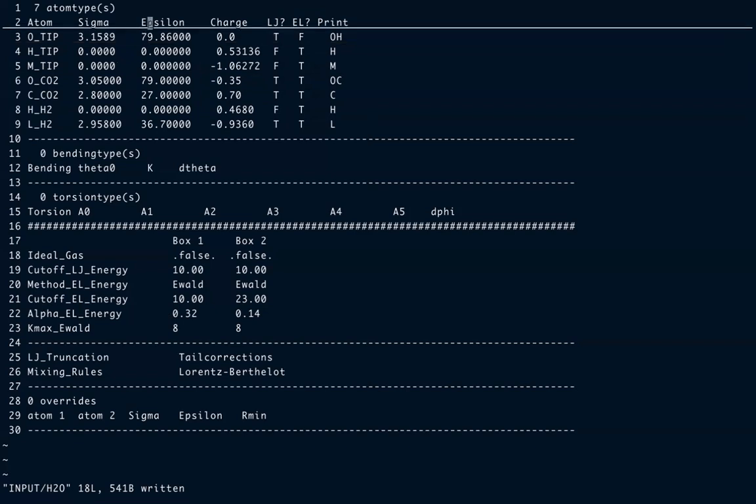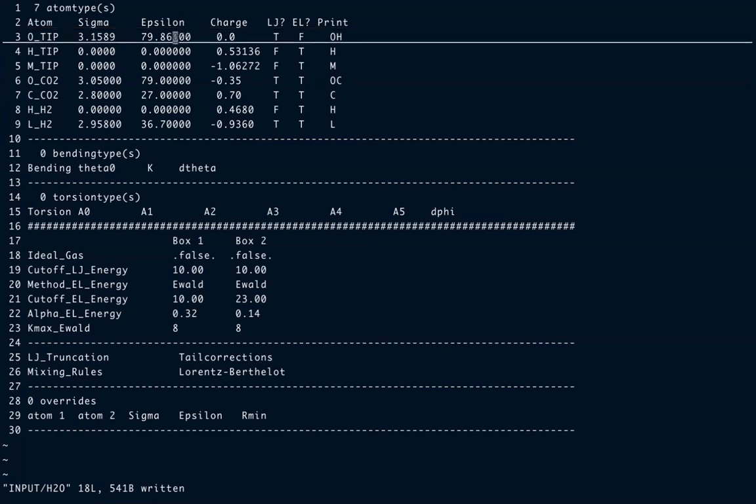The key thing to notice here is that the epsilon is not in terms of kilocalories per mole, but it is in units of epsilon over kB, which means that it is in units of Kelvin. So that is the only difference between here and in LAMMPS. Now we specify that this is purely a Lennard-Jones site, and it does not participate in electrostatic interactions. And we say that this should be printed as OH in all the output files that Brick produces.